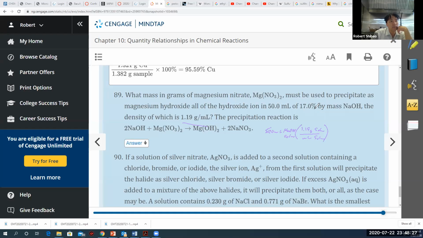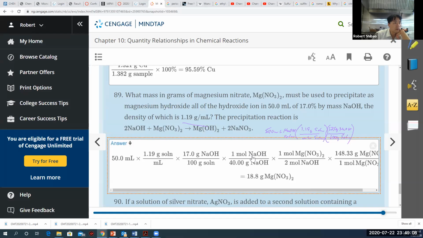And then here, if we have the grams of solution, then we know that there's 17.0 grams of pure sodium hydroxide for every 100 grams of sodium hydroxide solution. It gives us grams of sodium hydroxide. Then from there, we just go to moles of sodium hydroxide, then from moles of sodium hydroxide to moles of magnesium nitrate, moles of magnesium nitrate to grams of magnesium nitrate, and then we're done.